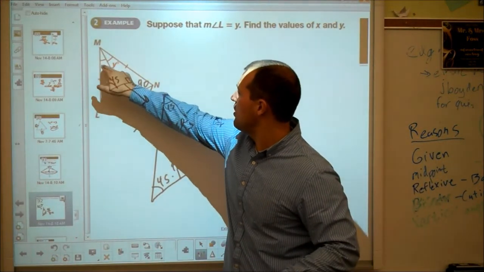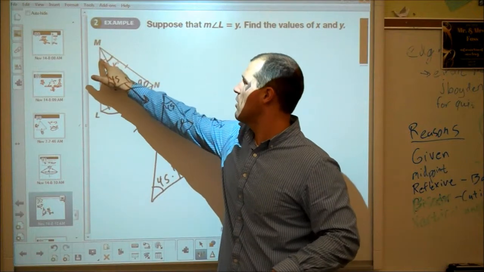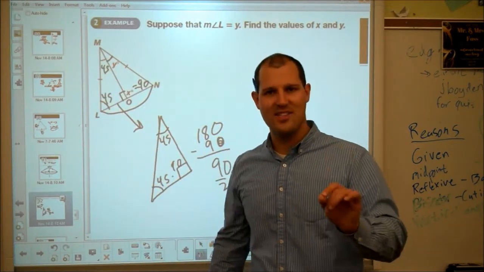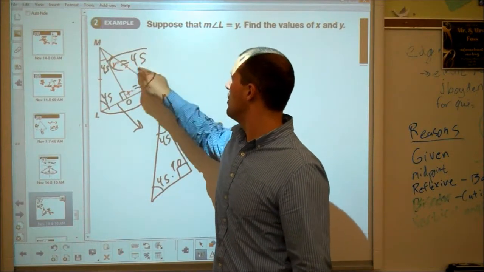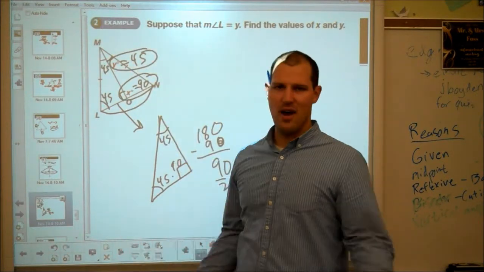Now, if that's 45, look at this. One angle marker, one angle marker, one angle marker. They're all the same. So what does that make y? That means y is 45. Okay. 90, 45, that's it.